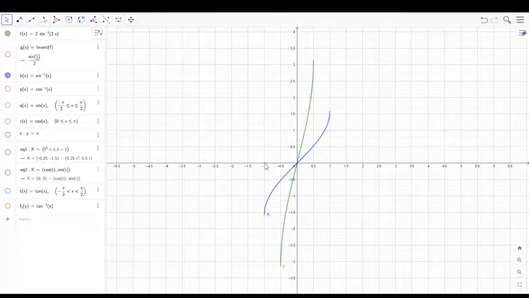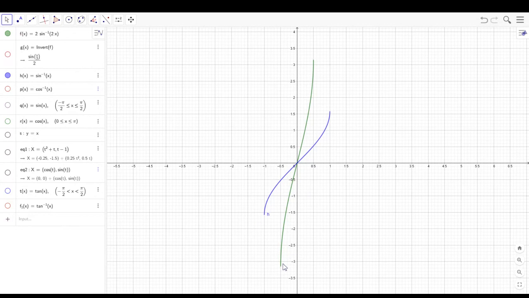Our domain has been squashed and our range has been stretched. The domain has been squashed by a factor of 2 and the range has been stretched by a factor of 2. So instead of the domain being -1 to +1, the domain is going to be -1/2 to +1/2 for the green function. And instead of the range being negative pi on 2 to pi on 2, it's going to be negative pi to pi.